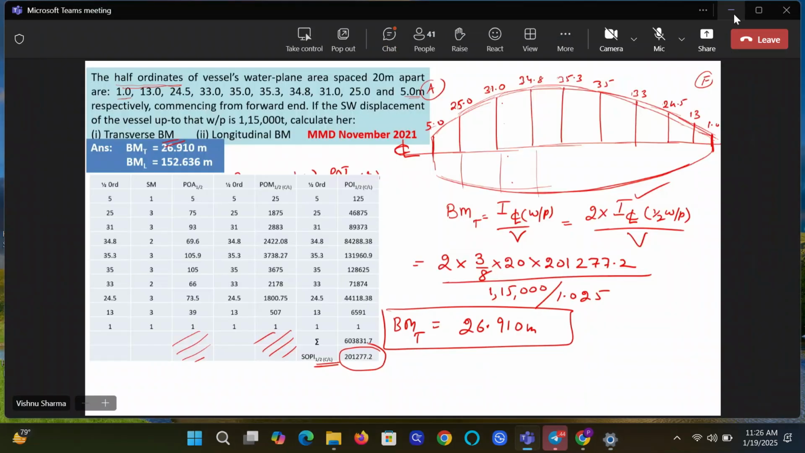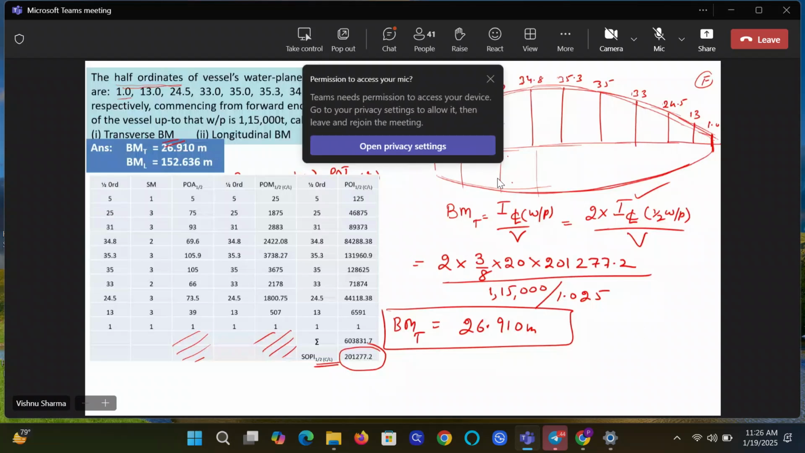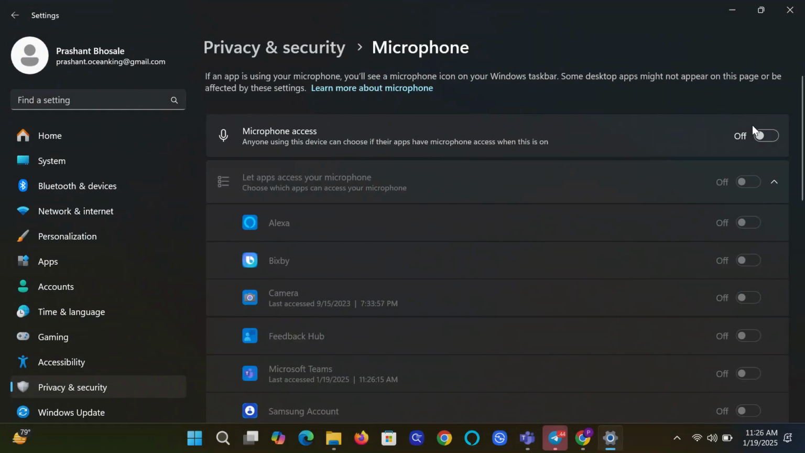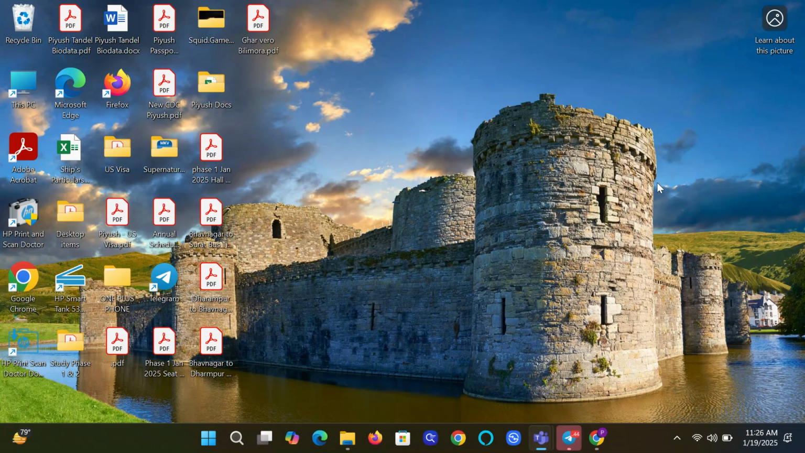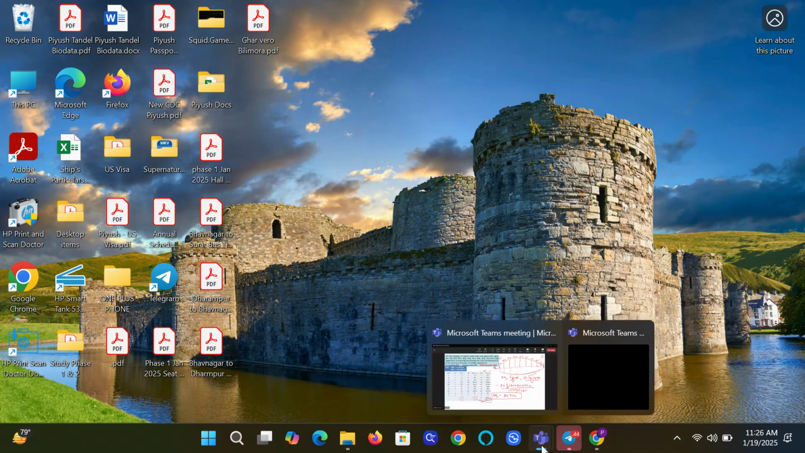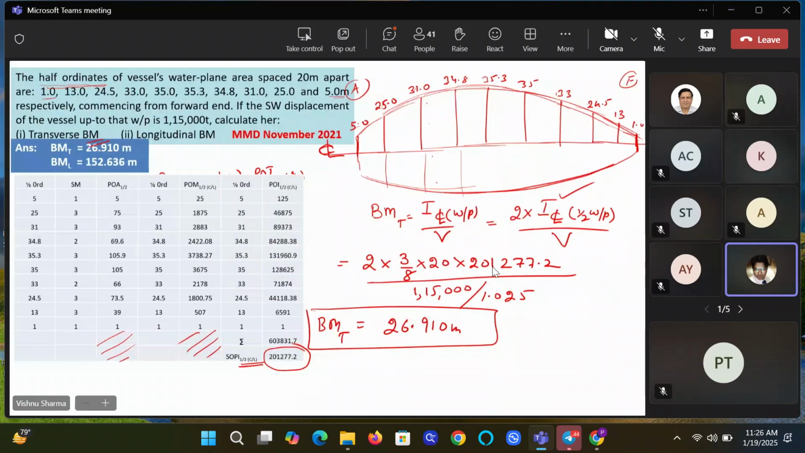There have been cases where people, in the process of cubing the ordinate, forgot to multiply with Simpson's multiplier. And some people first multiplied with Simpson's multiplier and then cubed it. Both are wrong. You miss out multiplying with Simpson's multiplier, it's wrong. If you first multiply with the ordinate and then cube, you're again wrong. Understood? Yes, sir. This is better. We have a clarity here.